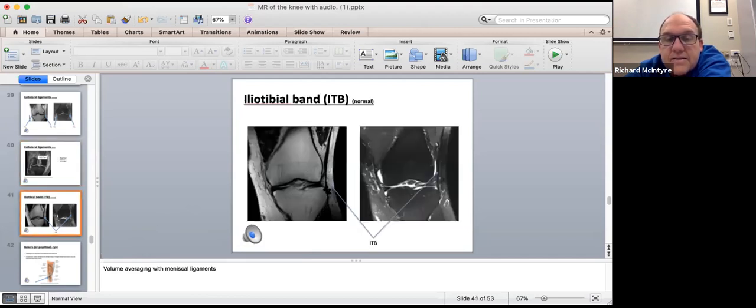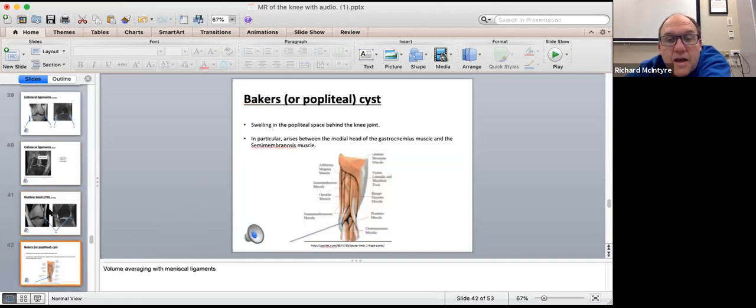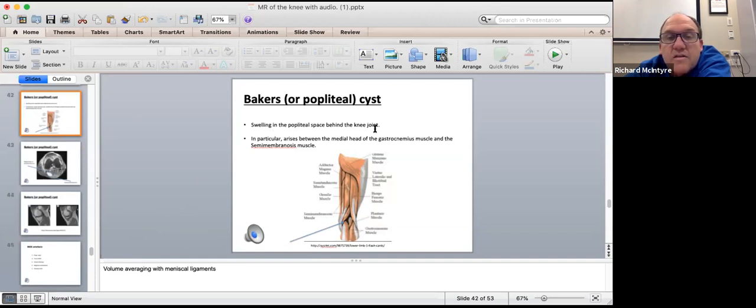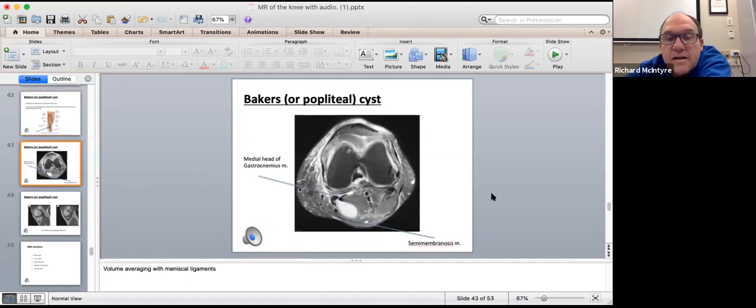Iliotibial band is another structure that we see well on MRI, and disruption of the iliotibial band. And a Baker's or popliteal cyst, same thing. Okay, so swelling in the popliteal space behind the knee joint, in particular arises between the medial head of the gastrocnemius muscle and the semimembranosus muscle. So there it is there.